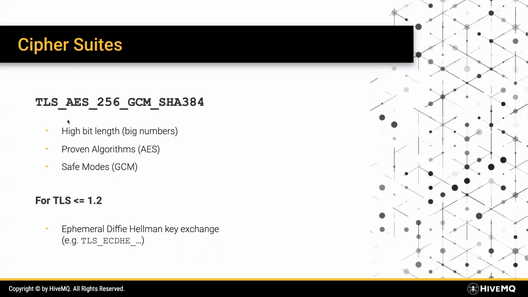Use a proven algorithm like AES. This is the Advanced Encryption Standard from the American NIST institute. And use safe modes. Generally, use Galois/Counter Mode. This is like the agreed-on best mode right now. If you have to use TLS below 1.3, so 1.2 and even below that, be sure to look for this here, TLS over ECDHE, so Diffie-Hellman key exchange. This grants you something that's called perfect forward secrecy. It's a nice buzzword you can look up later.